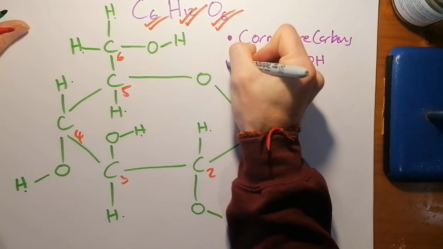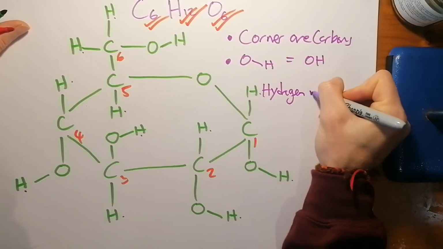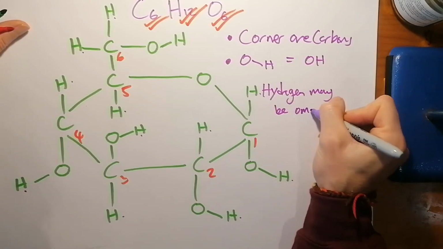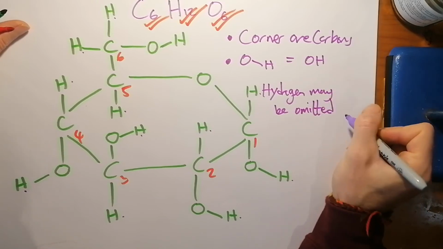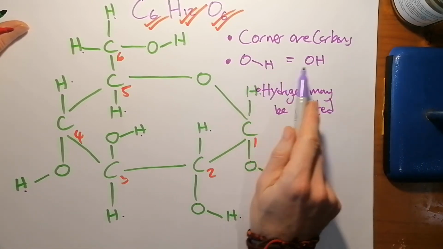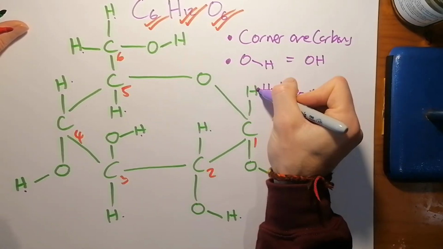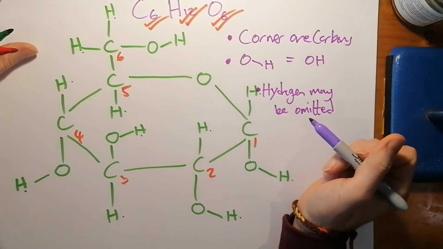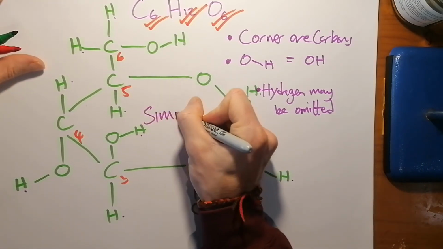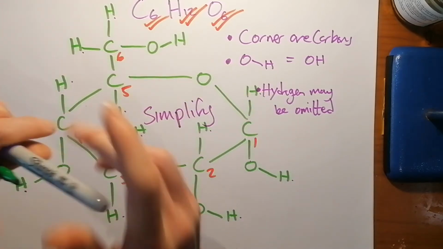And the other thing we can say is that hydrogen may be omitted. It means it may be missed out. Right? And these 3 rules, corners are carbons, O bond H can be simplified as OH, hydrogen may be omitted. Those 3 things, these are like organic chemistry rules. They allow us to simplify glucose. Right? And that's what we're going to do.